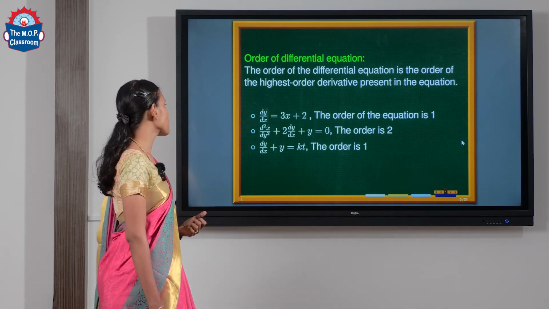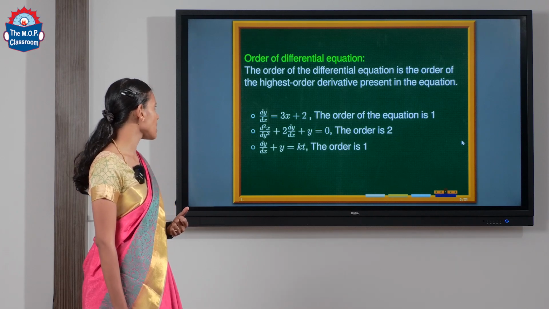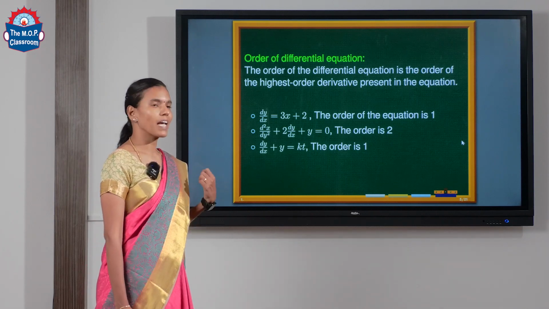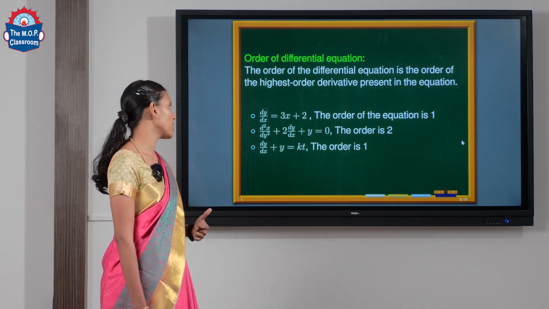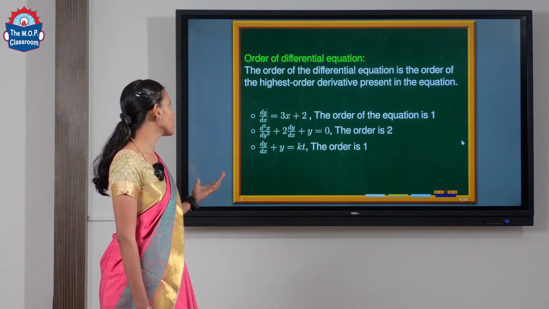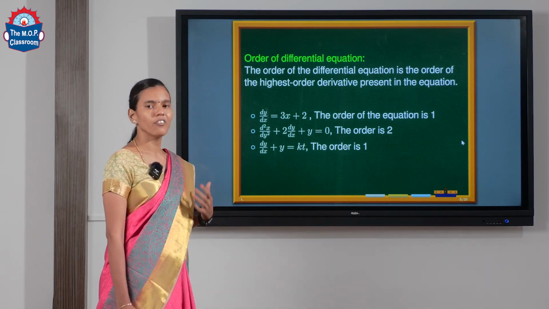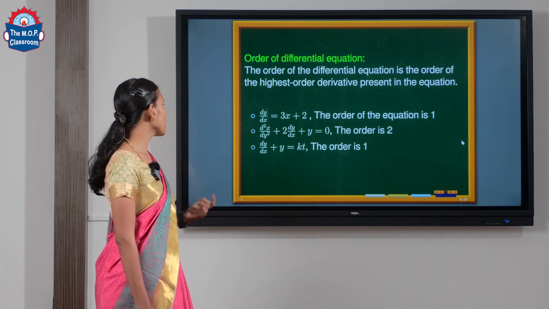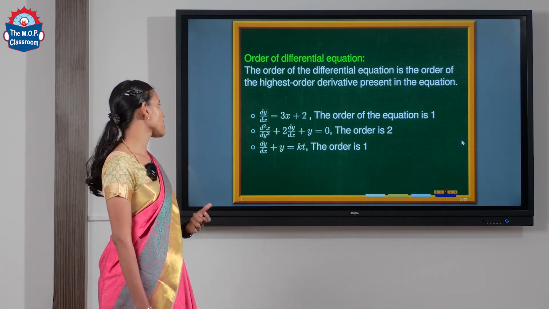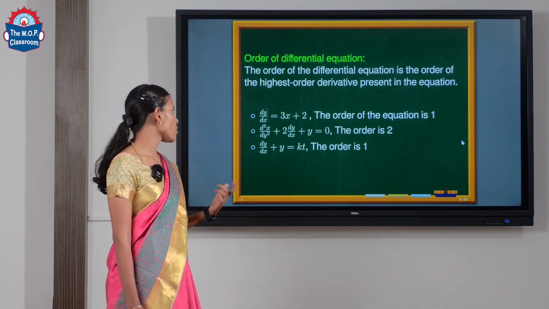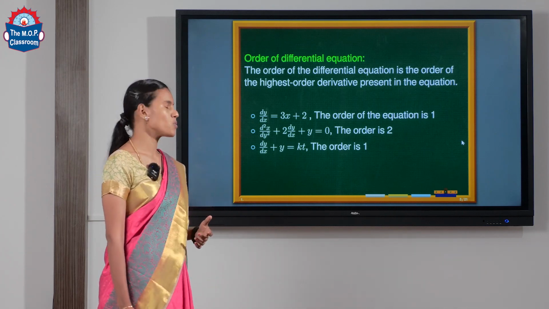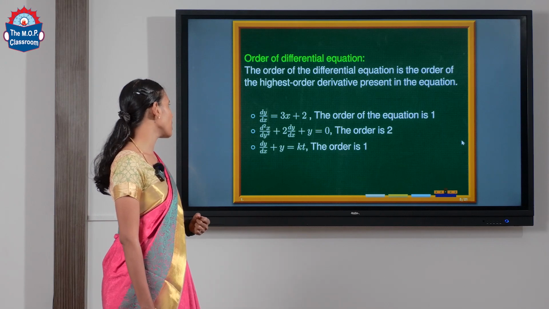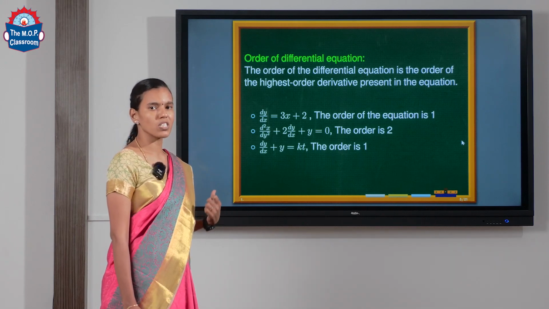For example, if I am considering the equation dy/dx = 3x + 2, where x is an independent variable and y is a dependent variable, here the derivative dy/dx is of first order because it is being derived one time. The second equation is d²x/dy² + 2 dy/dx + y = 0. When I consider this particular equation, the order of this equation is 2.